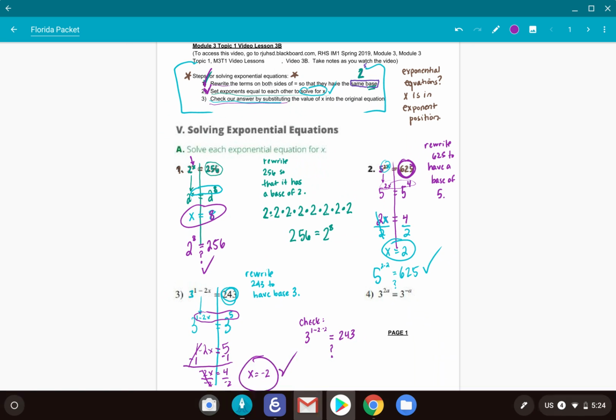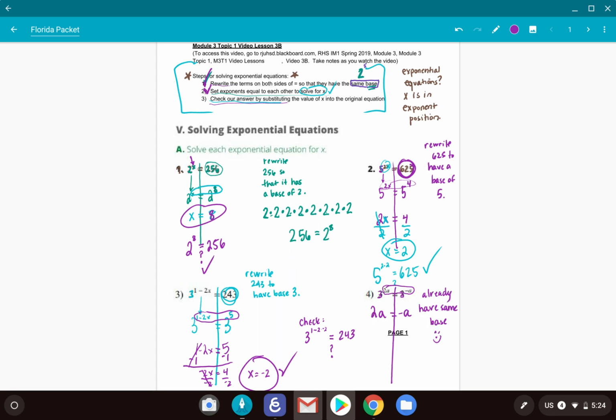And finally, our last one is number 4. And we already have the same base. So we can skip that first step. We don't have to change anything. We can just set the exponents equal to each other. So we'd have 2a equals -a.